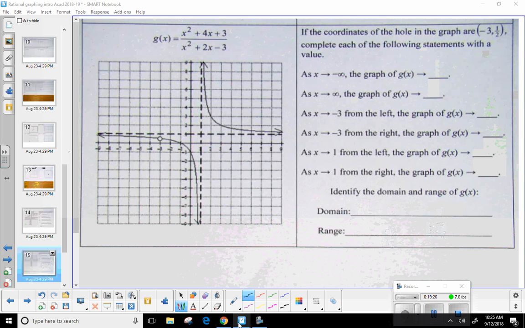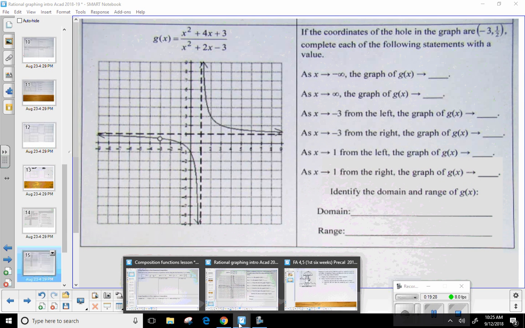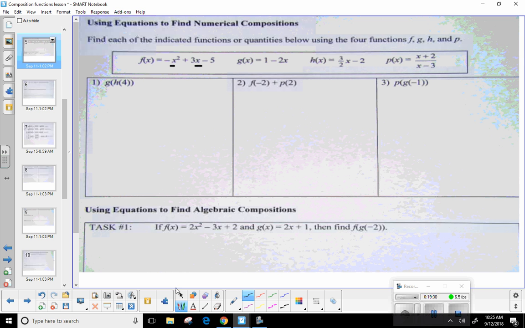All right, so we are talking about composition. Yesterday we talked about composition using a table, then we used graphs, and now we are moving to functions using equations. I don't remember how far we got. What did we get done yesterday? We did get numbers 1, 2, and 3 done, but we didn't get task 1 done.